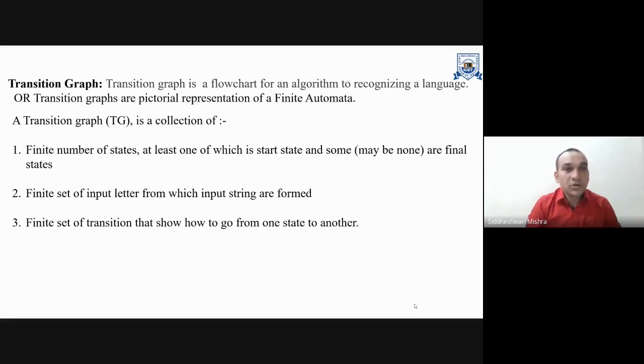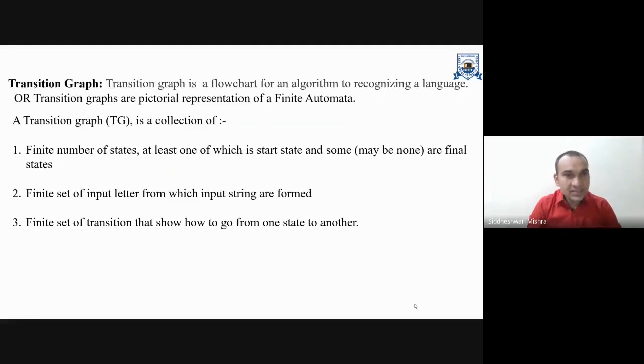First, if we're talking about a transition graph, we know that a transition graph is basically a flow chart for an algorithm to recognize a language. Or transition graphs are pictorial representations of finite automata. So basically, a transition graph contains a finite number of states, at least one of which is a starting state, and some, maybe more than one, are the final states.